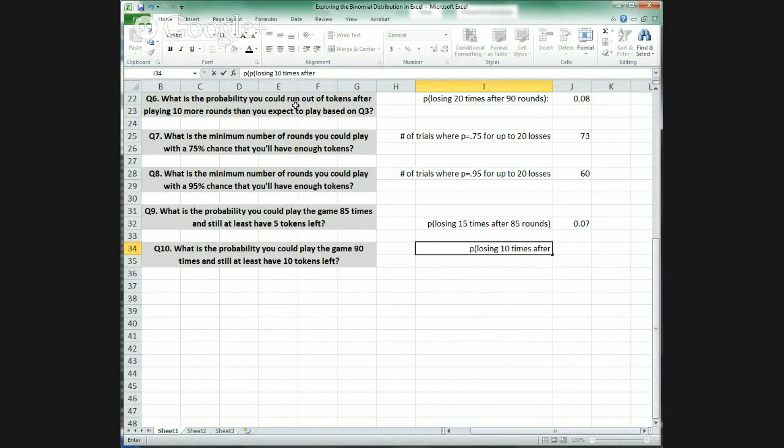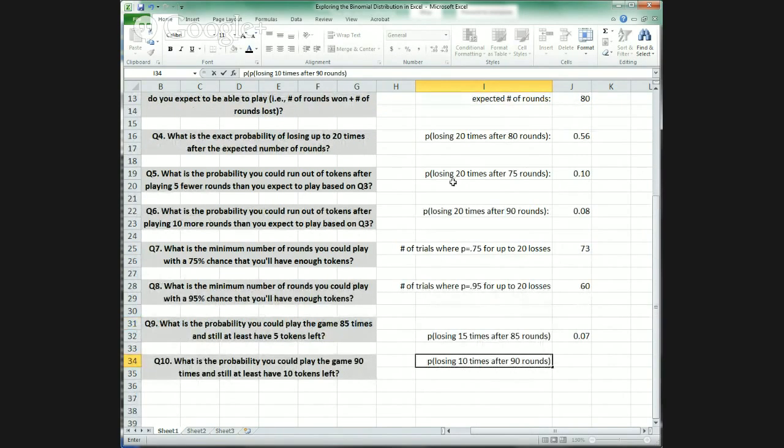So as you can probably guess, this probability is going to be incredibly small. The probability that we're only going to lose 10 times after 90 rounds with a 0.25 probability of losing in every round is going to be incredibly small. If you can, try to think about these things conceptually as well. First of all, the probability of losing 20 times after 75 rounds, well, this is exactly 20 times, so let's not compare it to that. But the probability of losing 20 times after 80 rounds with a cumulative probability here was only 0.56. So 20 out of 80 was 0.56.